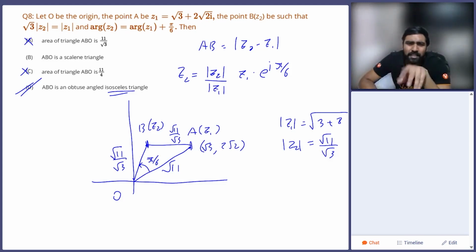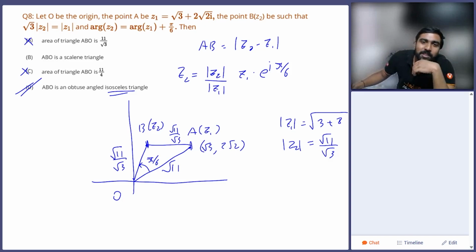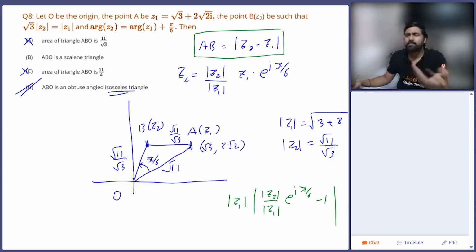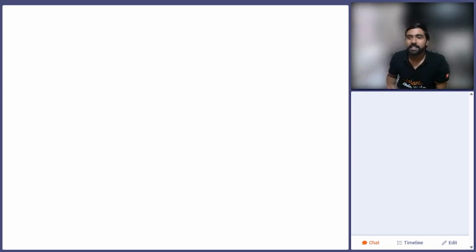With a little bit more manipulation, I believe for the Z2 value we could have taken modulus Z1 separately, and then written it as 1 minus modulus Z1 divided by modulus Z2 into e to the power iota pi by 3. That would have been a bit easier for calculation. I shouldn't have done all this, but that was a calculative approach which I used. We can also just directly take Z1 common and write this as modulus Z1 into modulus of Z2 upon Z1 e to the power iota pi by 6 minus 1. Yeah, this would have been a bit quicker. You could have gotten the answer root 11 by root 3. Okay, regardless, this is the idea. It is going to be an isosceles triangle over here.